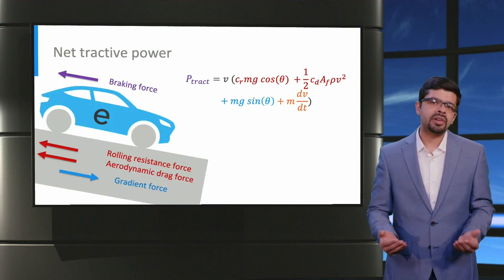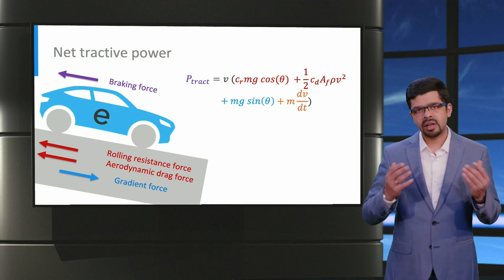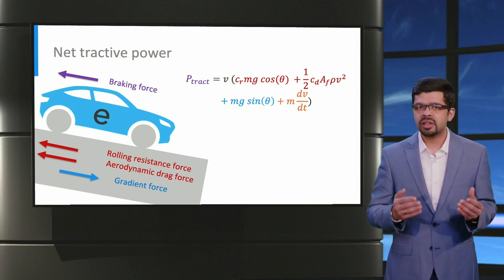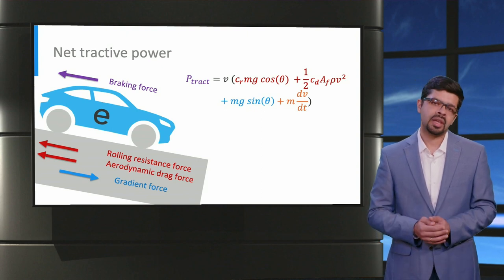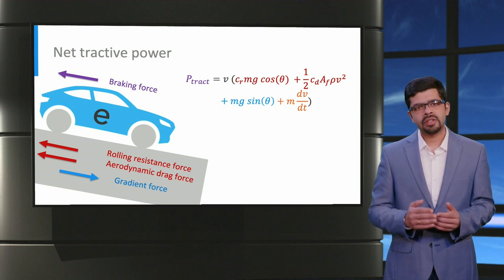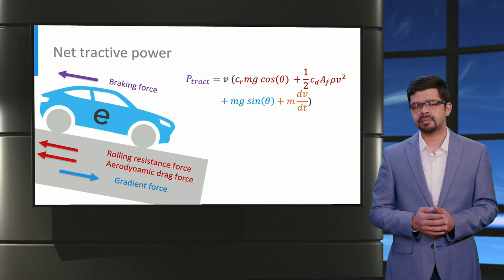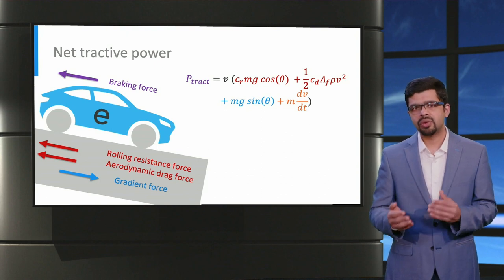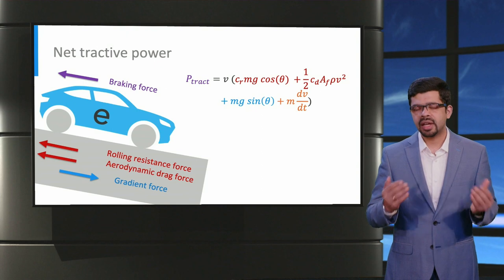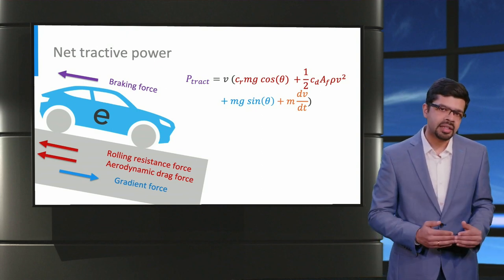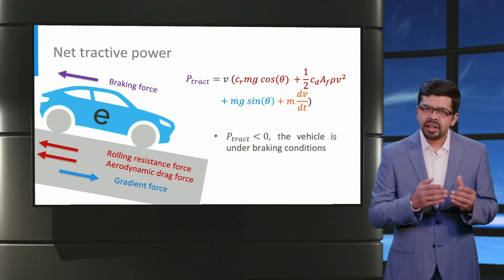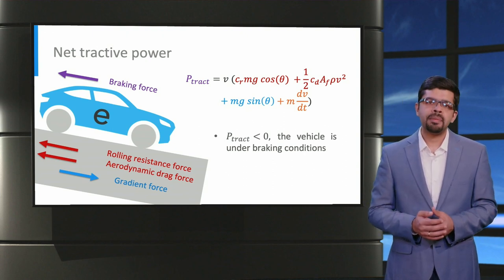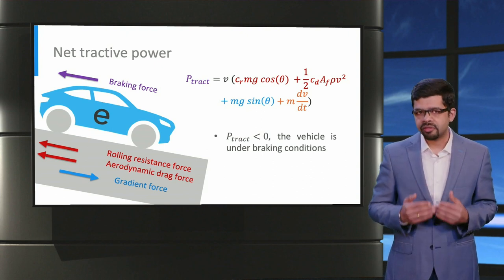The power delivered by the powertrain can be calculated for a simple one-dimensional analysis as per the formula shown. Here, the first two terms in red represent the rolling resistance force and the aerodynamic drag force respectively. These two terms are always positive, which means that they consume power from the powertrain. On the other hand, the gradient force shown in blue and the vehicle acceleration force shown in red can be positive or negative, depending on the gradient angle and the change in the velocity, dv by dt, respectively. When the net tractive power P_tract is less than zero, or negative, the vehicle is under braking conditions and part of the power can be recovered using regenerative braking.